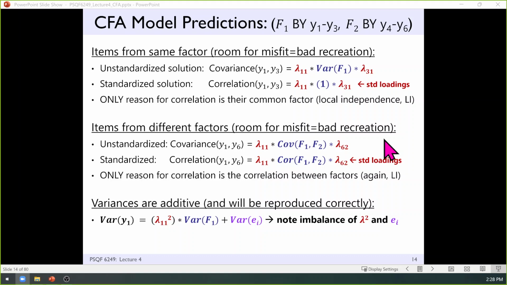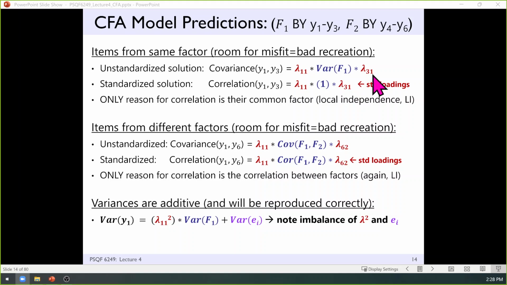So I want to describe then how the recreation happens. Here are the rules. Using that same diagram where I've got the two factors, three items each underneath them, and each item measures only one factor or the other: the covariance between any items that are from the same factor is the loading of the one item times the variance of the factor times the loading of the other.